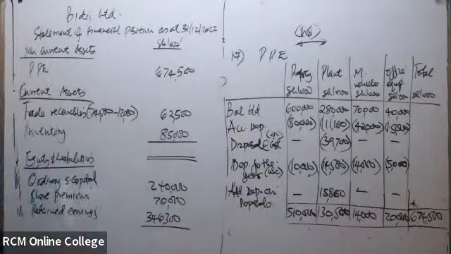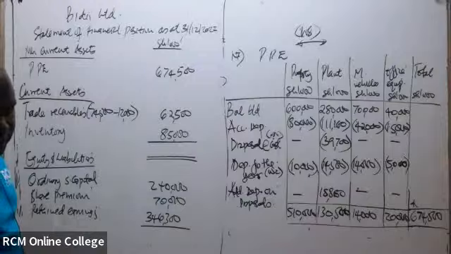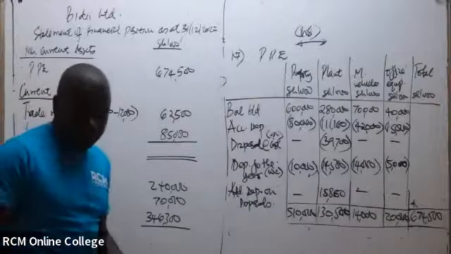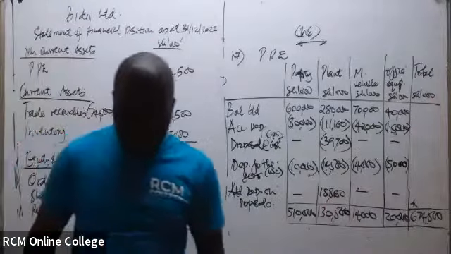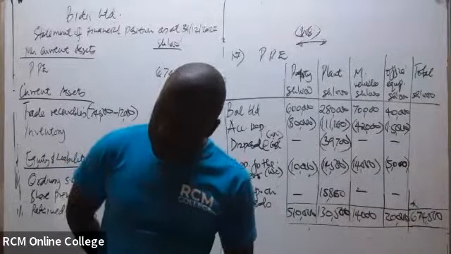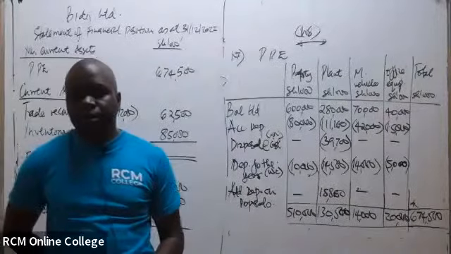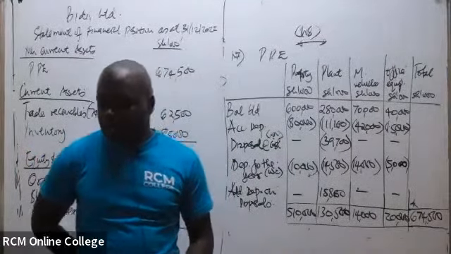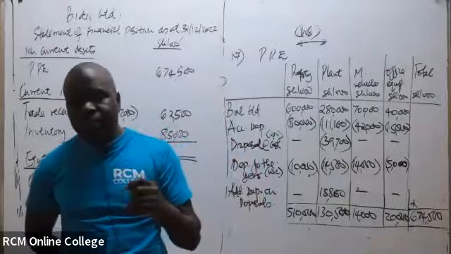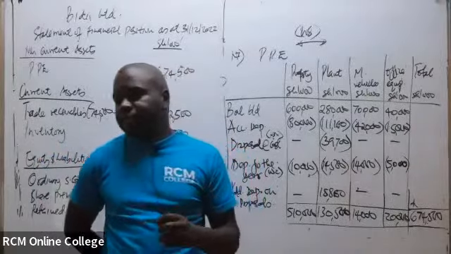So we can go and actually identify whether we have in this case any non-current liability. Do we have any non-current liability? Do you have any non-current liability? Try to think out, look at the question. Do we have any non-current liability?